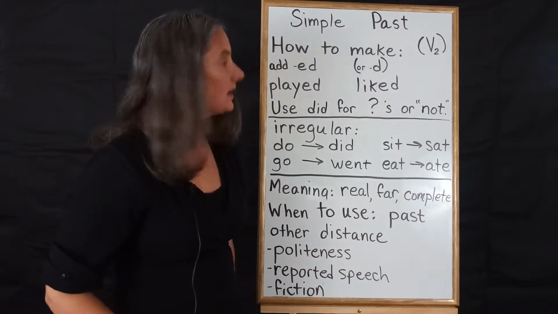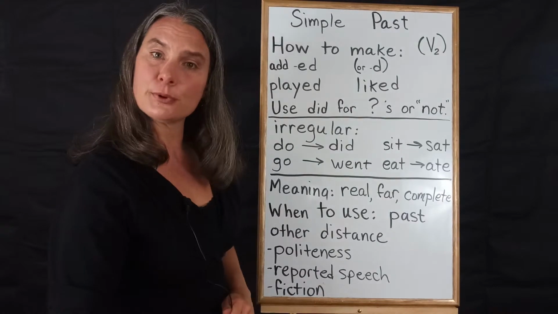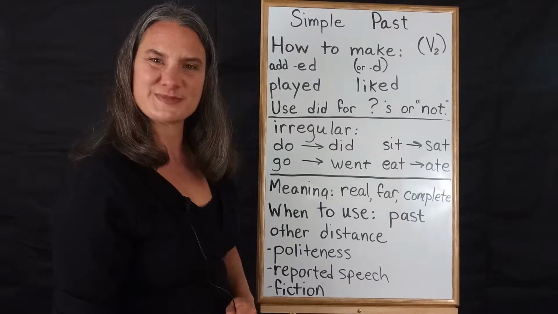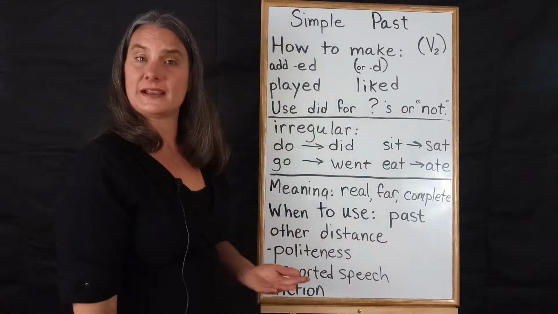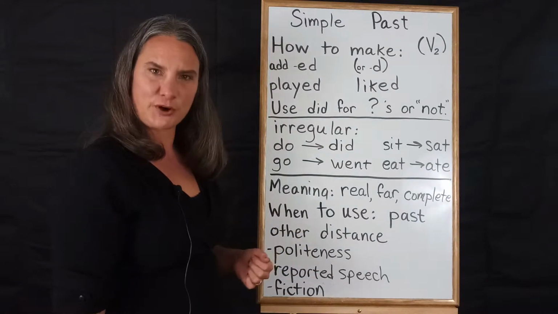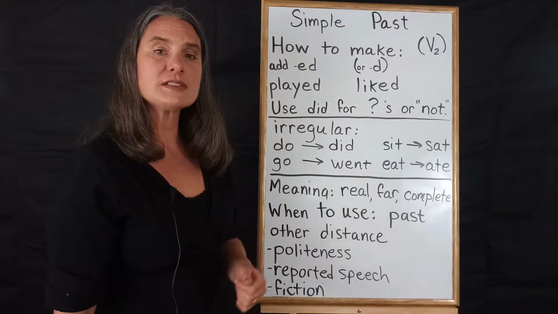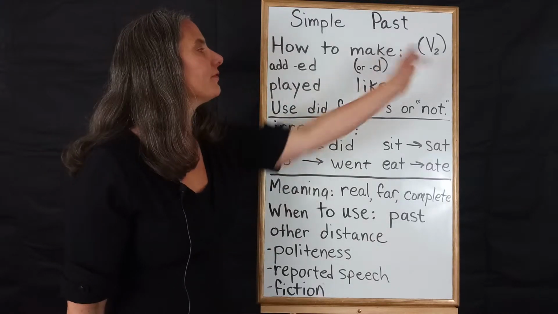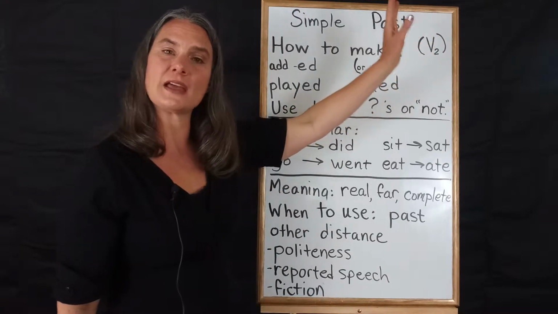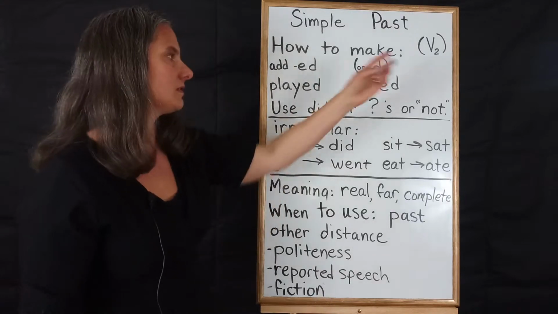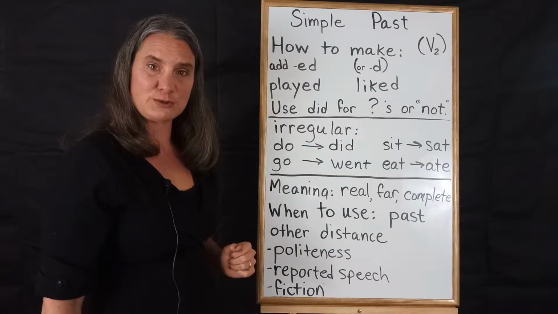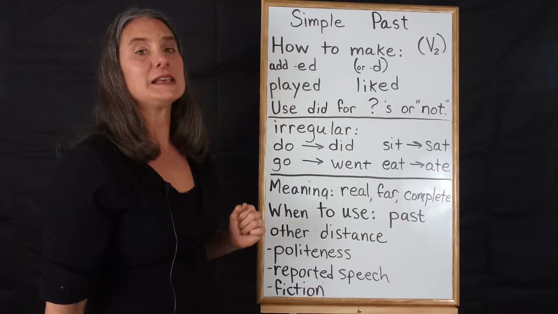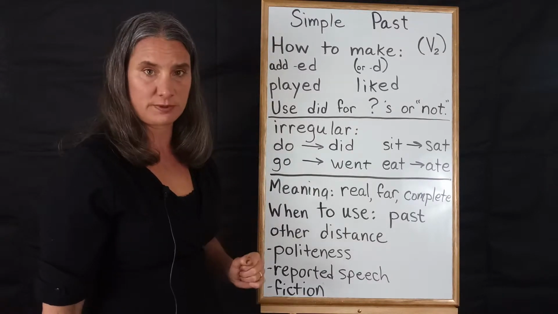Today, I'm going to tell you about simple past verbs. First of all, how do we make simple past verbs? Now, these are also sometimes called verb two, so that's the same meaning. This means verb two. And the main way to do it is to add ed to your verb.